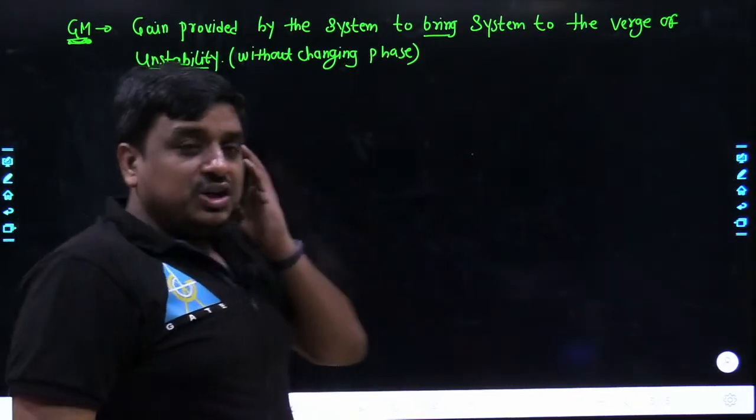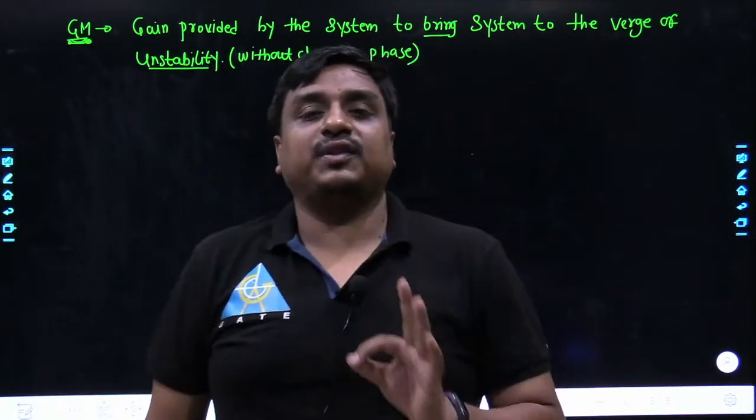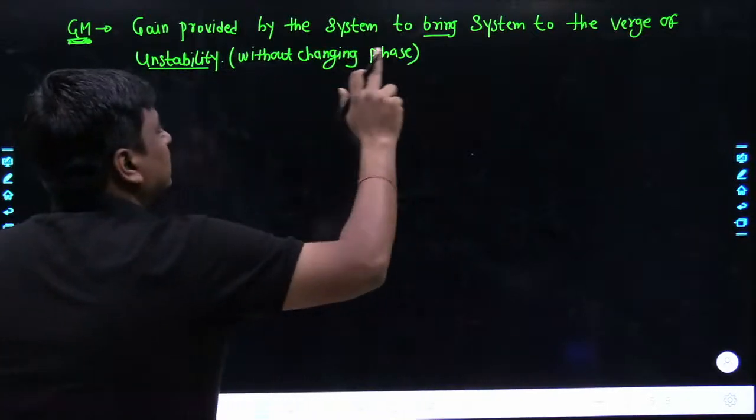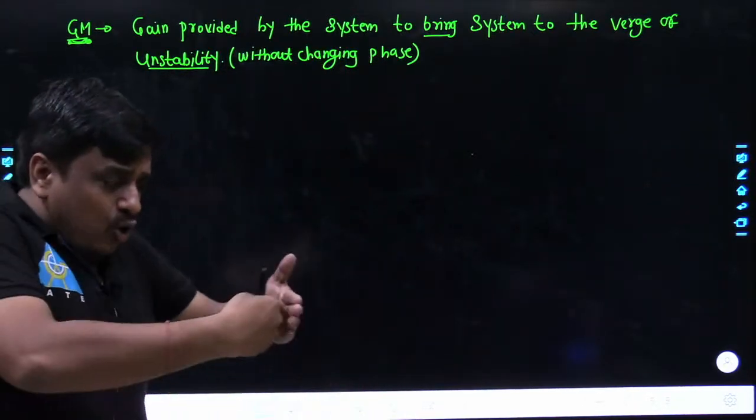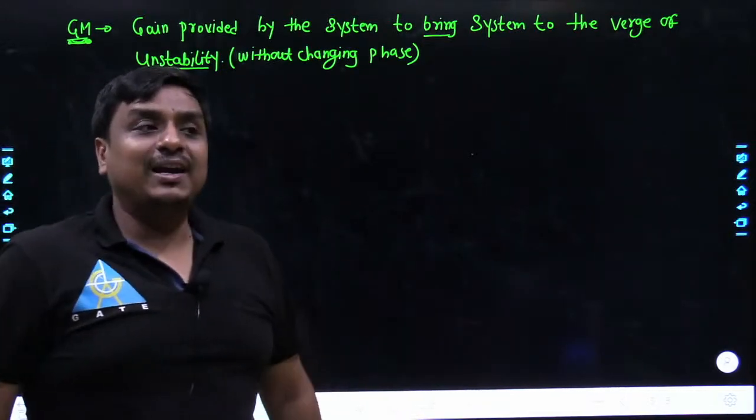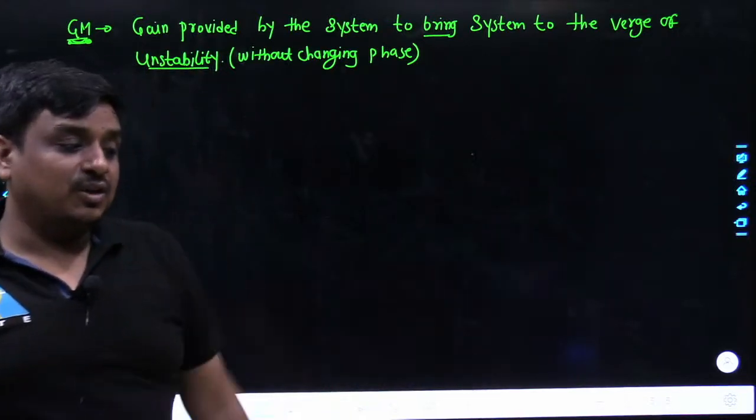I would request each one of you, do not leave this session, because this session is ultra important. The gain margin: the gain provided by the system to bring the system to the verge of instability without changing its phase. That means how much margin we have in terms of the gain which we can offer the OLTF such that the OLTF reaches the verge of its stability or instability.